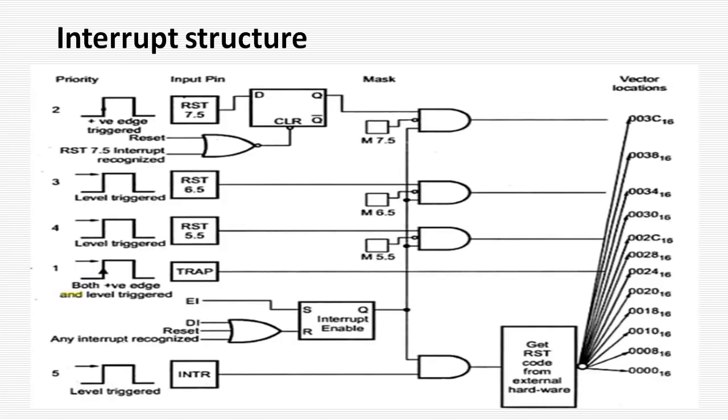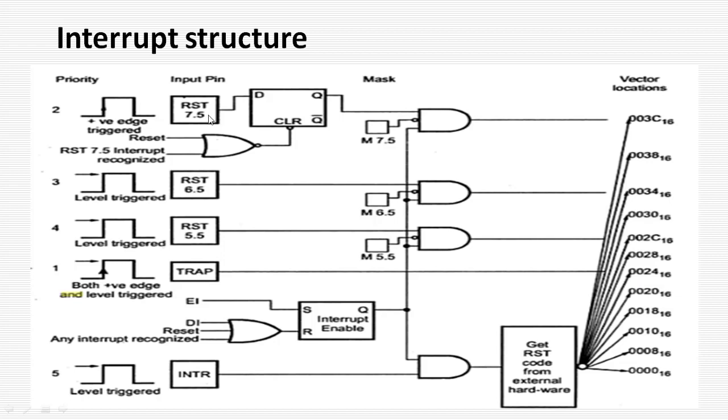Next we are going to see the interrupt structure. This is a logical flow diagram of the interrupt structure. It has 5 interrupts. Suppose TRAP is enabled, which cannot be disabled directly, it will go to 0024. This is a vector location. So whatever program is written at 0024 is automatically executed.